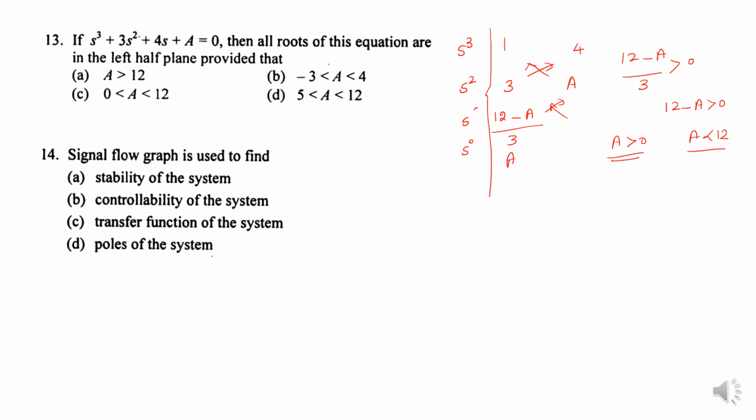So what is the condition here? A is greater than 0 and A is less than 12. So option C is the correct answer, A is between 0 and 12. Next, problem 14. Signal flow graph is used to find stability of the system, controllability of the system, transfer function of the system, poles of the system. Transfer function of the system is the correct answer.